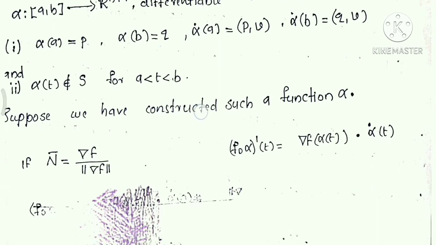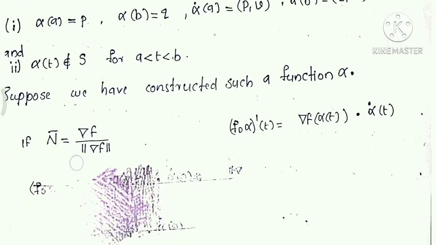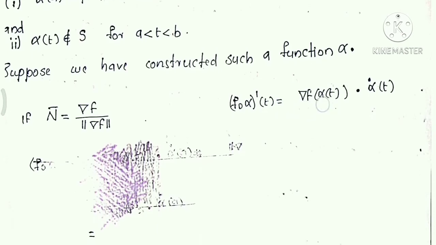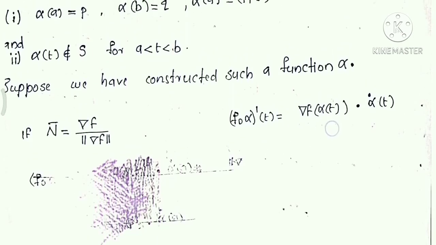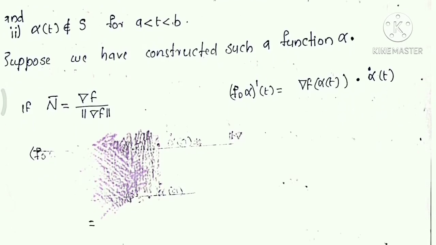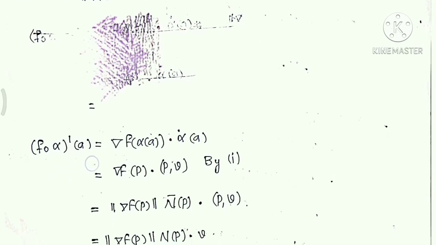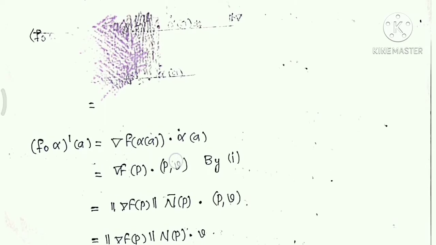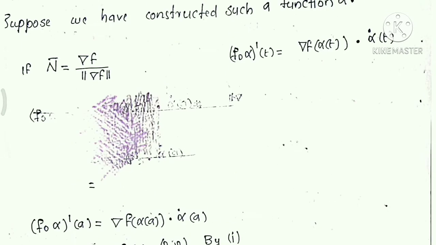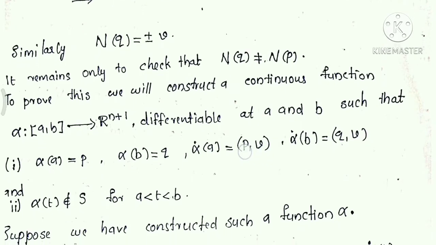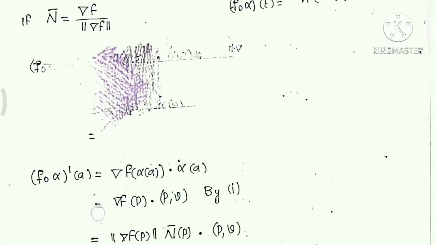Suppose we have constructed such a function alpha, and n is equal to del f by norm del f. We have (f composition alpha)'(t) equal to del f of alpha of t dot alpha dot of t. By using this, we can say that (f composition alpha)'(a) is equal to del f of alpha of a dot alpha dot of a. And by the first condition of alpha, alpha of a is equal to p and alpha dot of a is equal to pv. Hence, the expression will be del f of p dot pv.